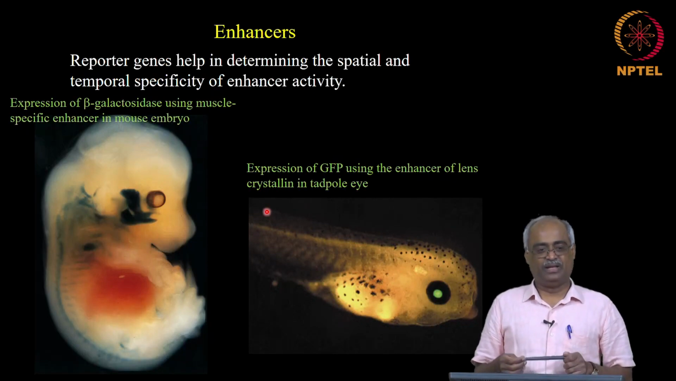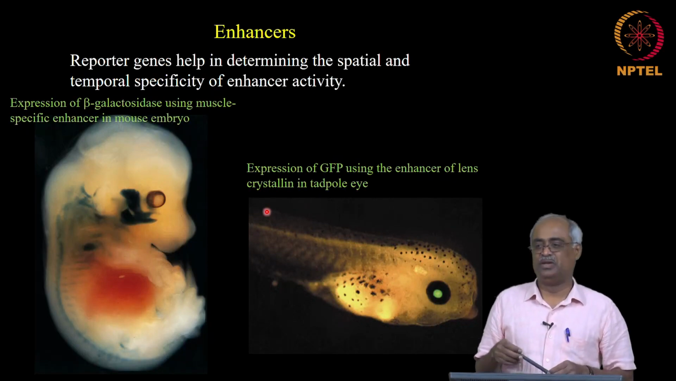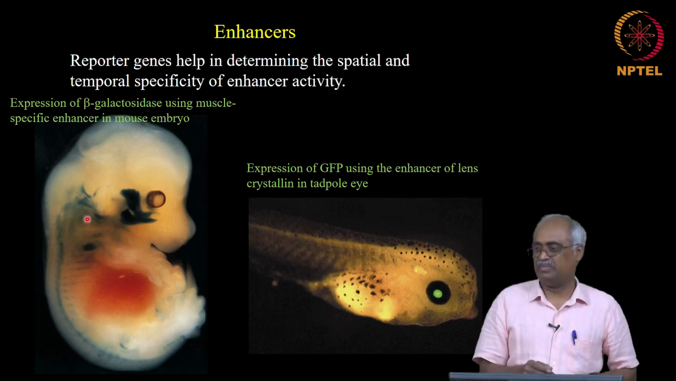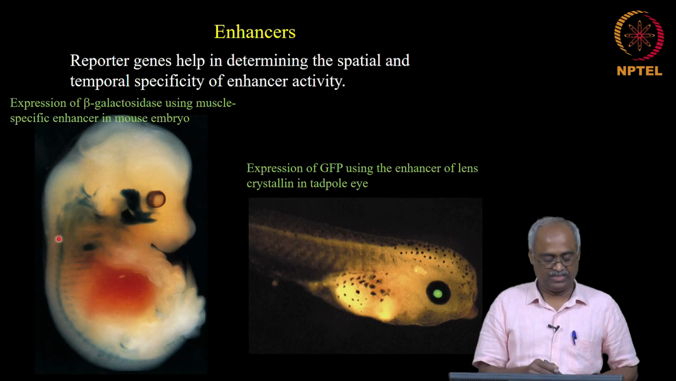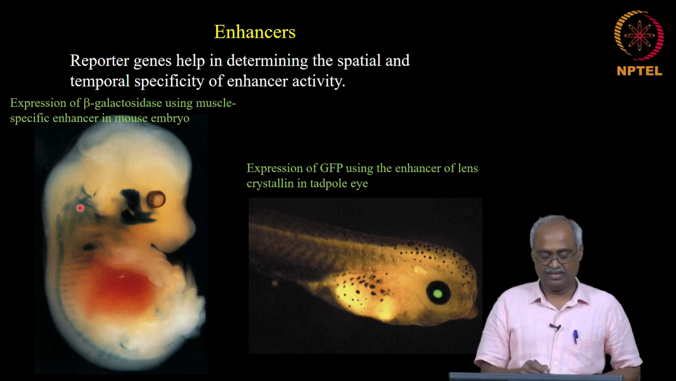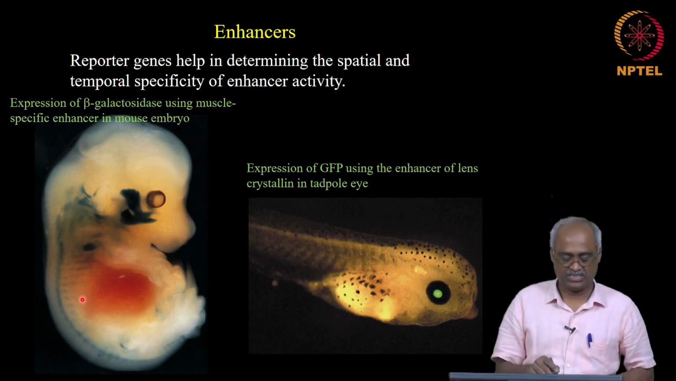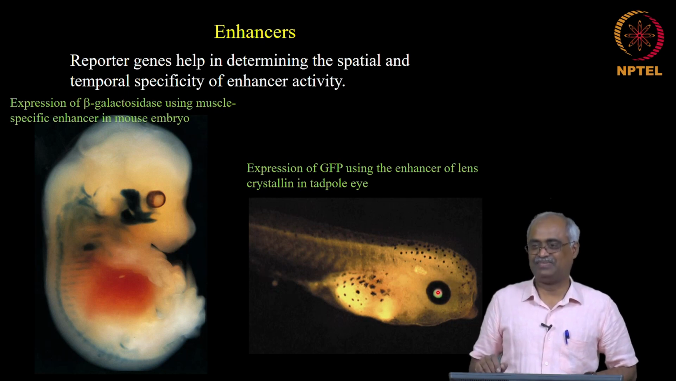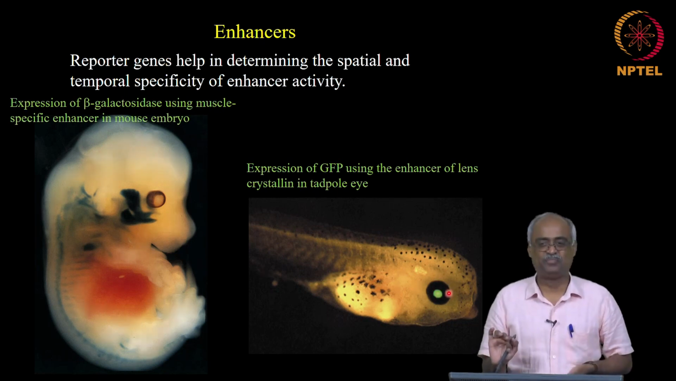helping you to determine, for example, if you know an enhancer and then you want to find out what are all the different places where that enhancer works. So, you can make reporters under the control of the enhancer and look at it. This is an older assay method where it is lacZ and then you see its expression primarily in the central nervous system here and muscle specific expression. And here what you are seeing is the lens crystallin enhancer, and you see where it is expressed. This image I particularly like because it shows you tissue specific control so clearly.